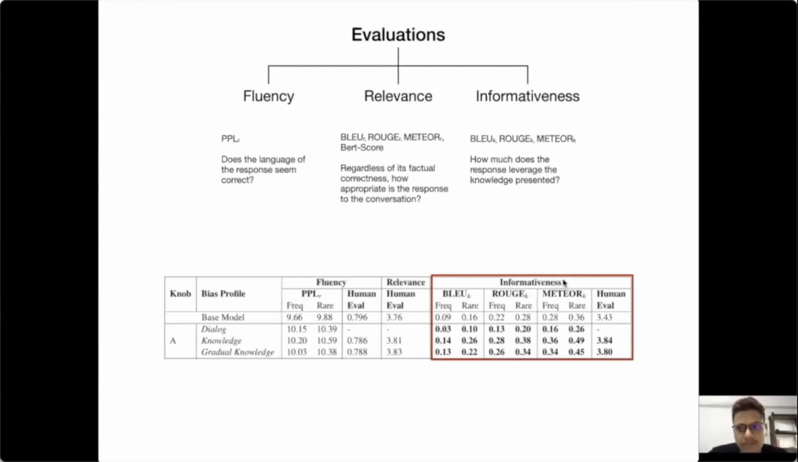But when we look at informativeness, the metrics which are calculated with respect to the knowledge now, not with the human response, but with the knowledge, we see a significant increase in precision and recall centric metrics. And this increase for informativeness is for the knowledge oriented profiles. So for the knowledge bias and the gradual knowledge bias. And these trends are similar across different splits of the testing set from the Topical Chat data set that we perform our experiments on.